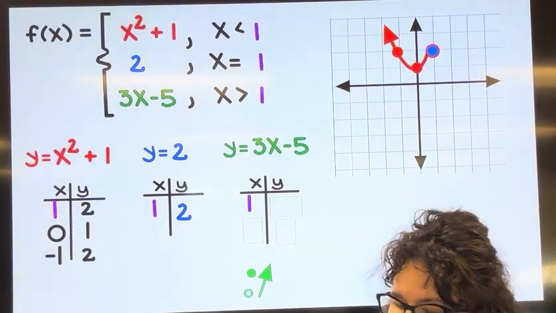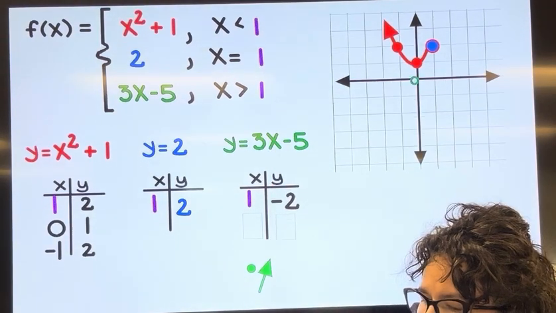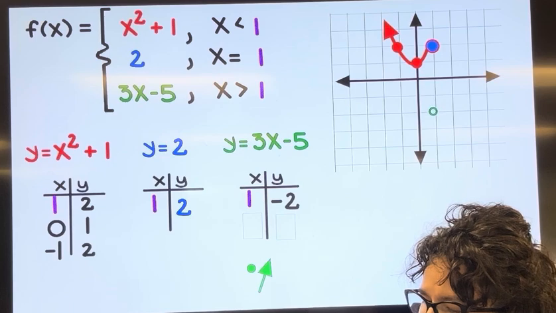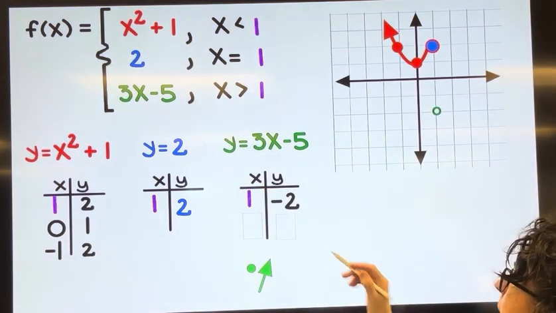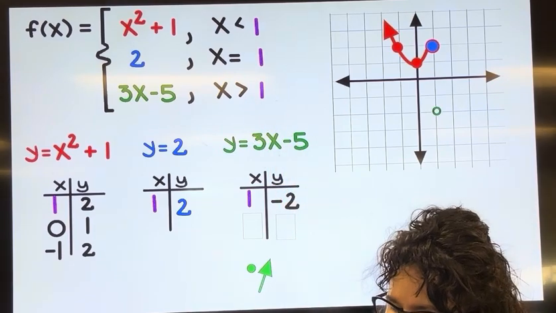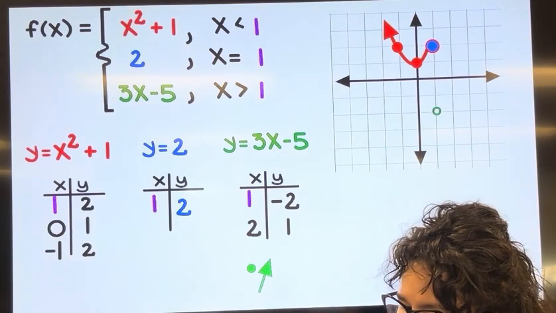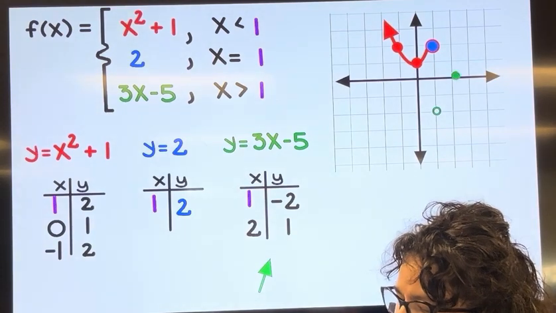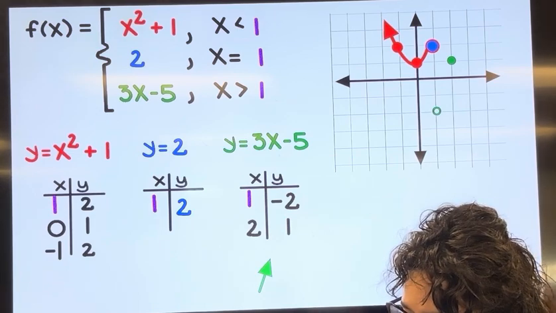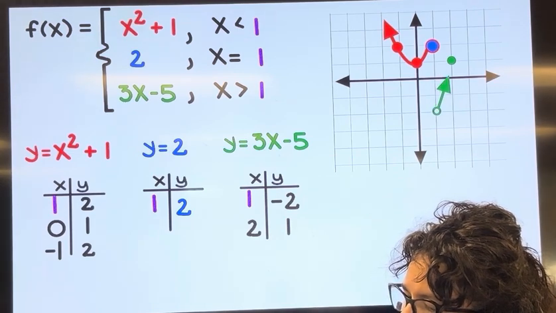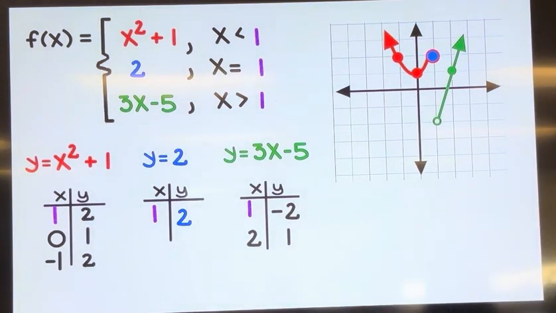Then the last one, I plug in 1 in here and I get out negative 2. I plot that with an open dot because it's plain greater than. Pick one more number that's greater than 1. So I went with 2. 3 times 2 minus 5, I get 1. So let's plot that point, right 2, up 1. And then connect those. And I've got my graph.